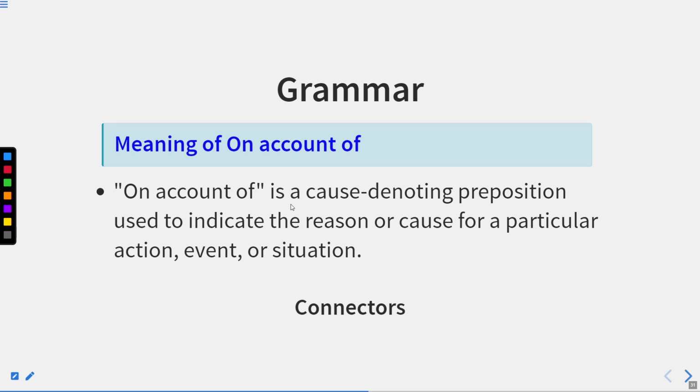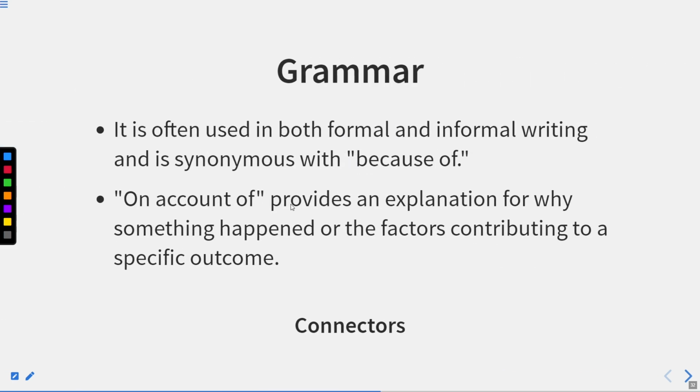That's it. If we are going to talk about the uses and the structure of the sentence, that will remain the same as that of "owing to", "due to", and "because of". So let's begin with this phrase, that is "on account of". It is often used in both formal and informal writing and is synonymous with "because of". So here you can see when we talked about "due to" and "owing to", those were used basically in formal writing. "Because of" is basically used in informal writing.